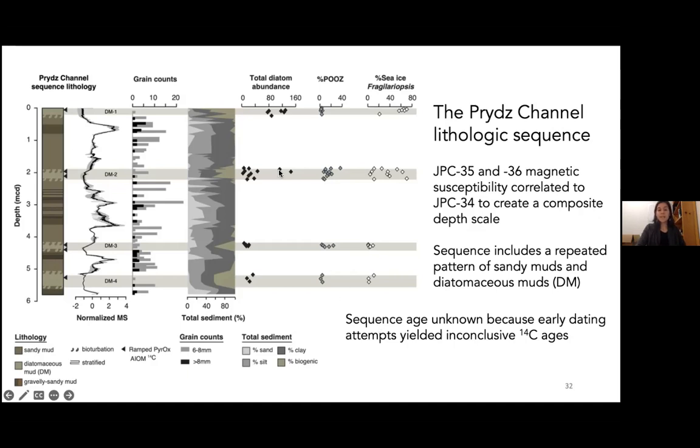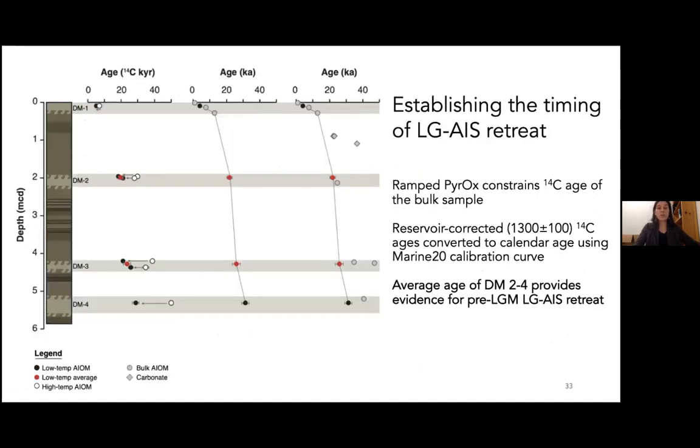And so the age of the sequence is unknown because early dating attempts using bulk organic matter yielded inconclusive radiocarbon ages. And so again, we use Ramped PyrOx to constrain the age of these samples. These are reservoir corrected using an average for the Antarctic margin. And again, they were converted to calendar age using this Marine20 calibration curve.